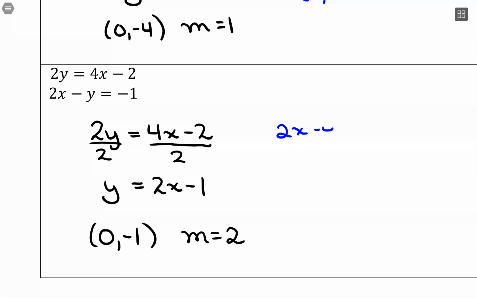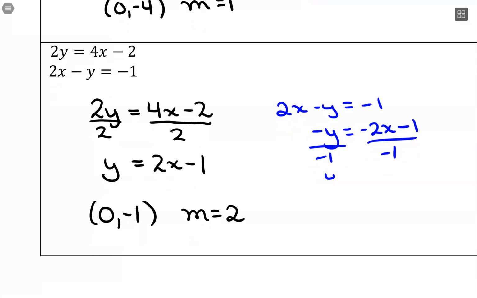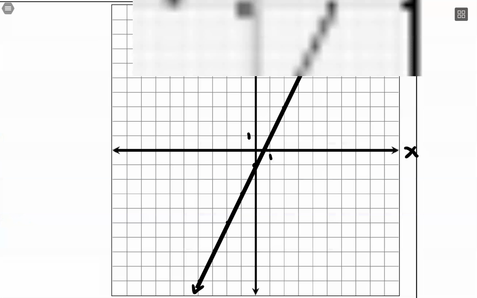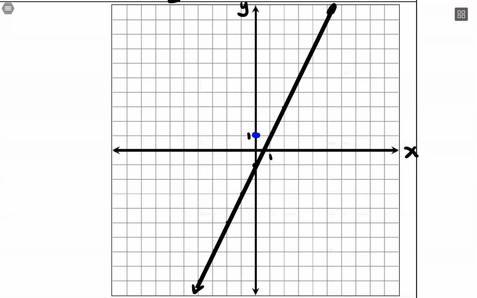2x minus y equals negative 1. I'm going to subtract 2x from both sides. And I'm going to divide by negative 1, or you can think of that as multiplying by negative 1, either way. It's basically just going to switch the signs of everything. So 2x plus 1. So my intercept is going to be 0, 1, and I'm going to have a slope of 2. So I'm going to plot my point at positive 1, and then we're going to have a slope of 2.